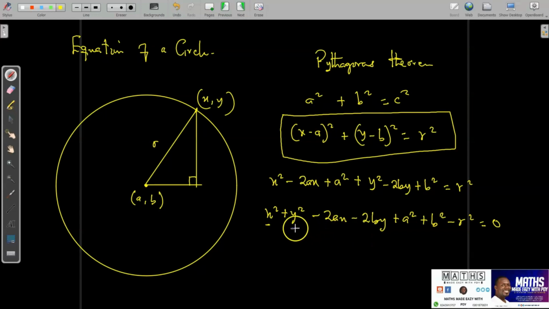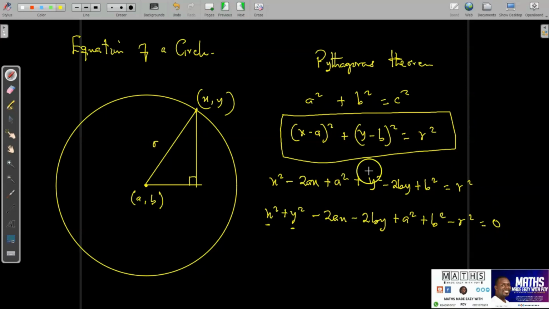Then again, this becomes the general equation of a circle. You remember I told you that when it comes to the equation of a line, we have the standard form and the general form. In the standard form, y has been made the subject. In the general form, everything is equated to 0. So when it comes to the equation of a circle, you can leave it in the standard form, which is what I have here, or the general form, which is what I have here.